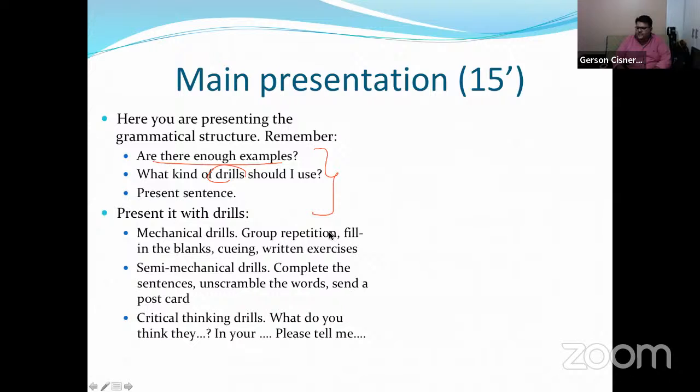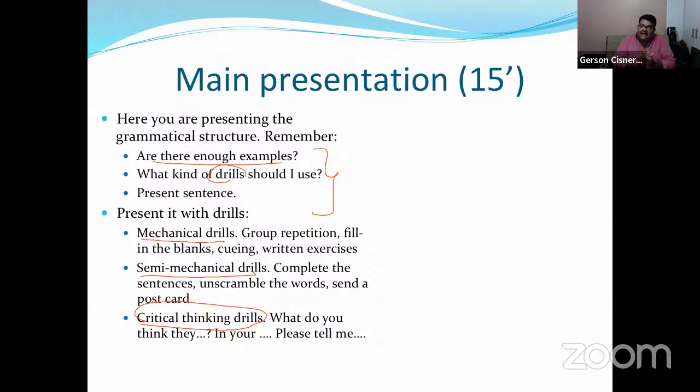And you need to present it with mechanical drills, semi-mechanical drills, and critical thinking drills. Excuse me. This is very important that we define what those are. First of all, drills means activities, okay? An activity, a task, whatever.